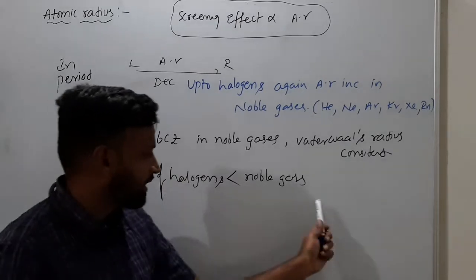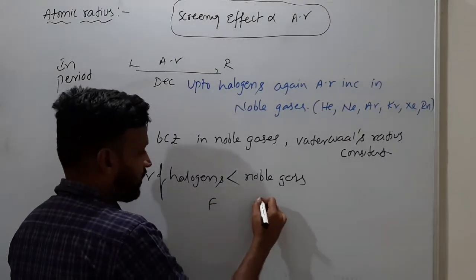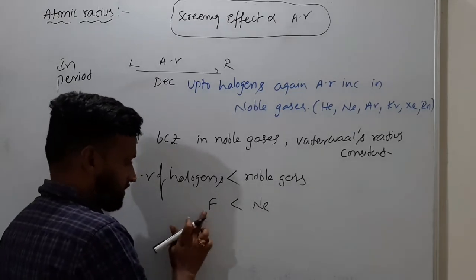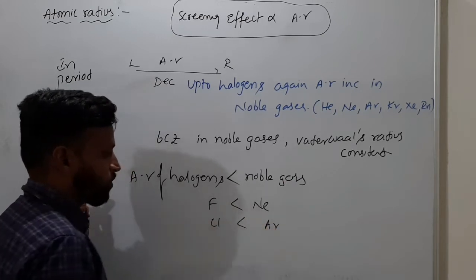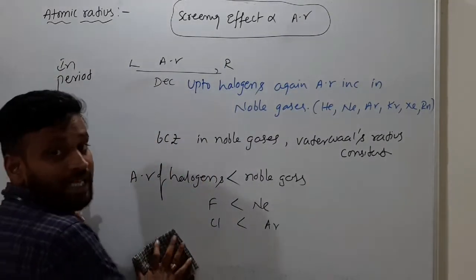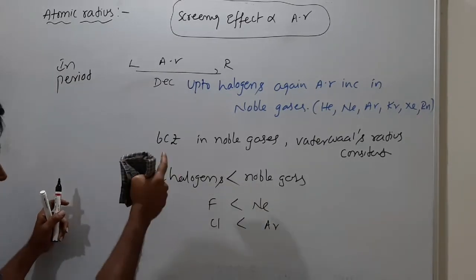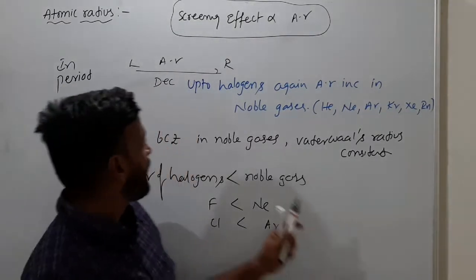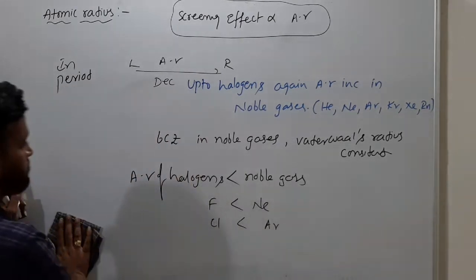Atomic radius should decrease from left to right, but here what happens, like fluorine and neon? Neon has more radius. I am considering atoms, not molecules. If you take chlorine and argon, argon has more. It must decrease, but here it increases. In noble gases, what radius is considered? Van der Waals radius. Very important, so please note it down, take a screenshot or pause the video and write this down.